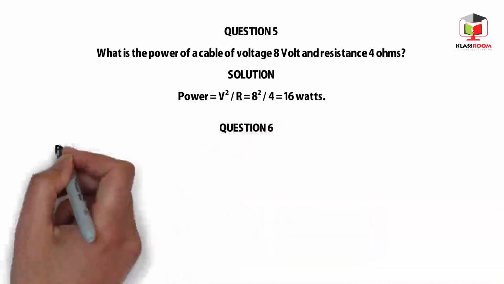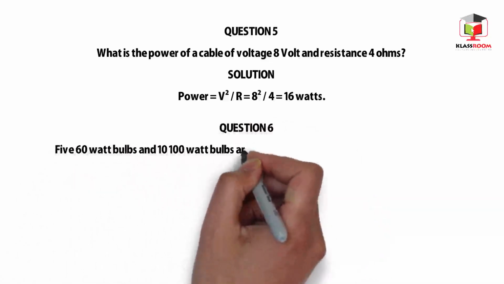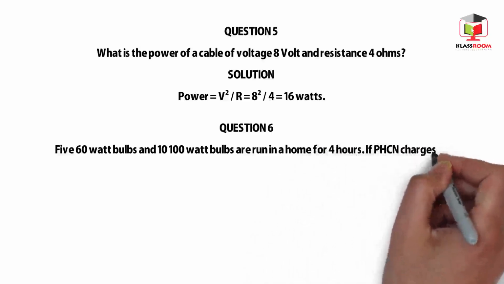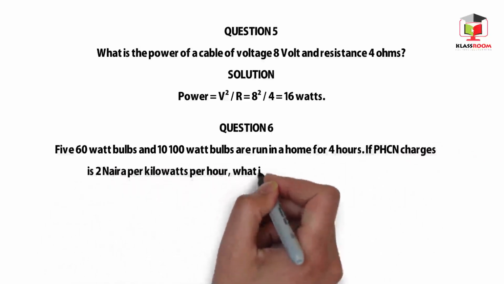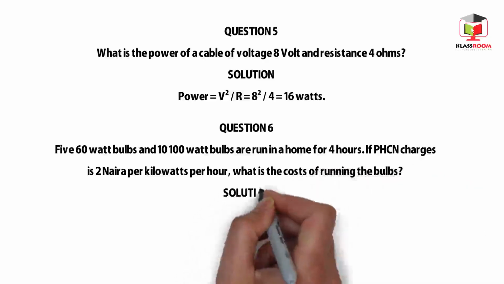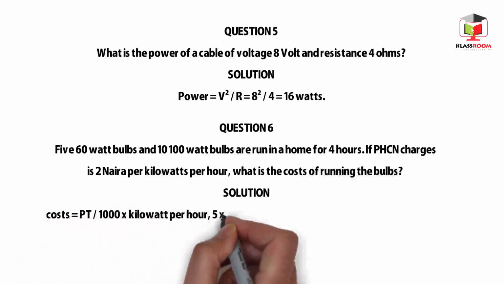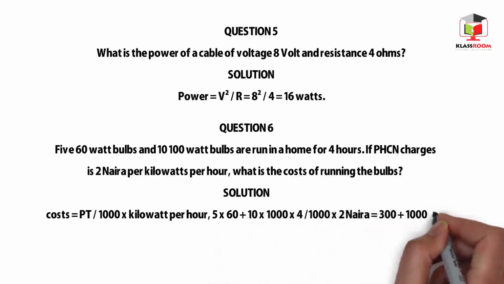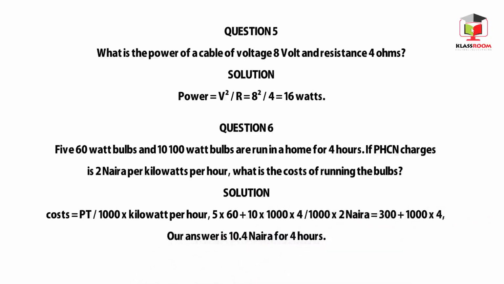Number 6. 5 60-watt bulbs and 10 100-watt bulbs are run in a home for 4 hours. If PHCN charges 2 naira per kilowatt hour, what is the cost of running the bulbs? Solution. Cost equals PT over 1000 times kilowatt hour. 5 times 60 plus 10 times 100, times 4 over 1000, then times 2 naira equals 300 plus 1000 times 4. Our answer is 10.4 naira for 4 hours.